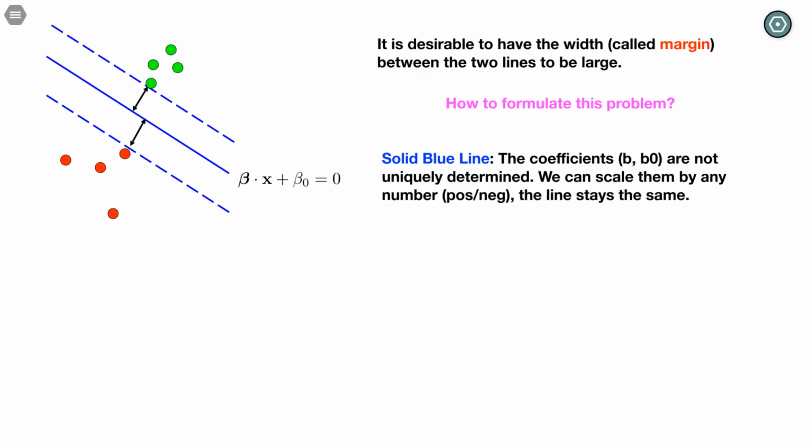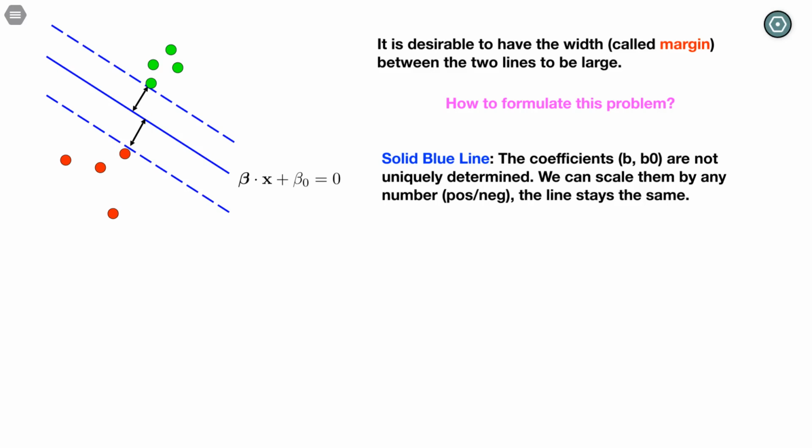Similar to LDA and the logistic regression, in SVM, we are looking for a linear decision function. But different from LDA and the logistic regression, we are not going to model any conditional or joint distribution. Instead, we directly model the decision boundary, the linear decision boundary. How do we model the decision boundary?